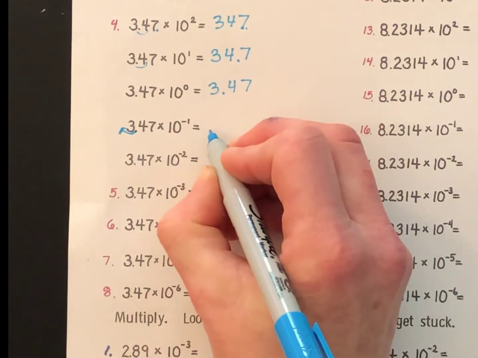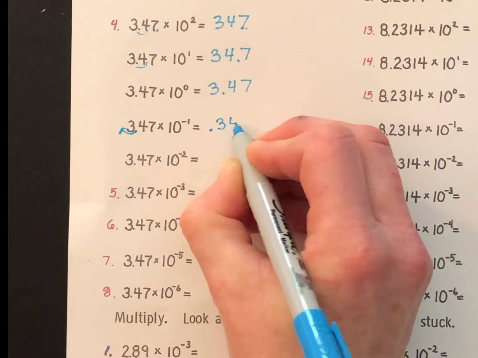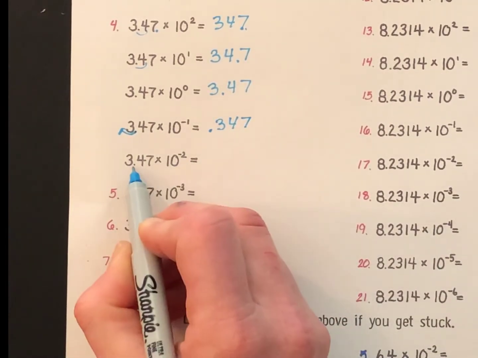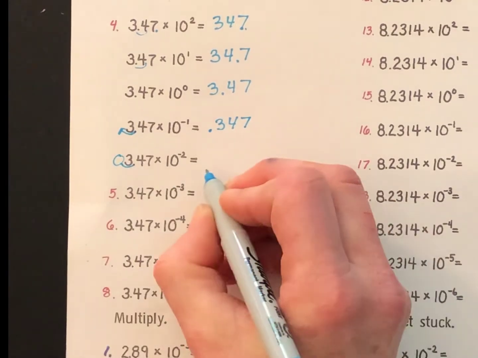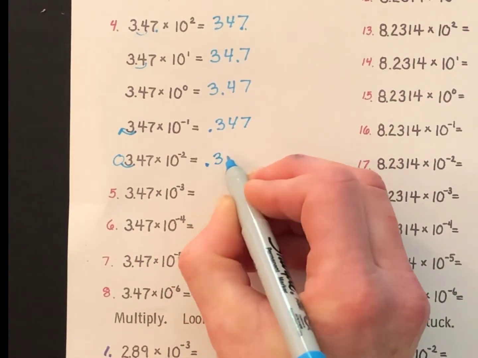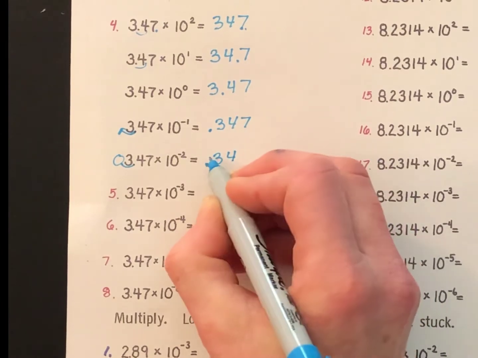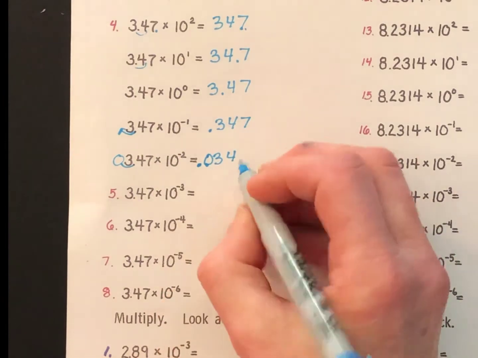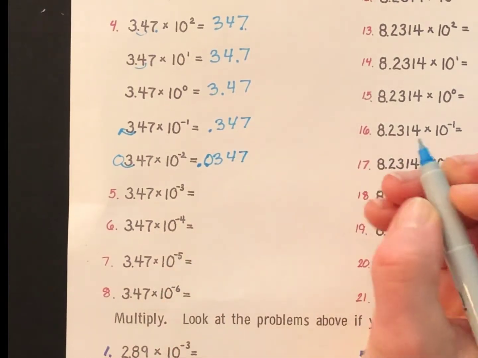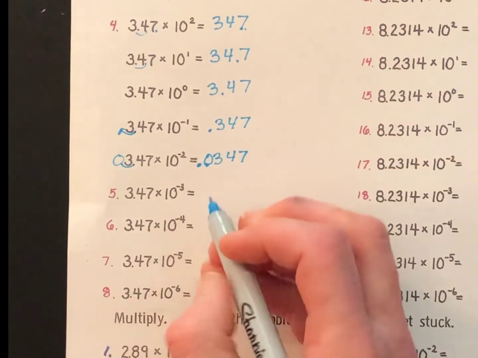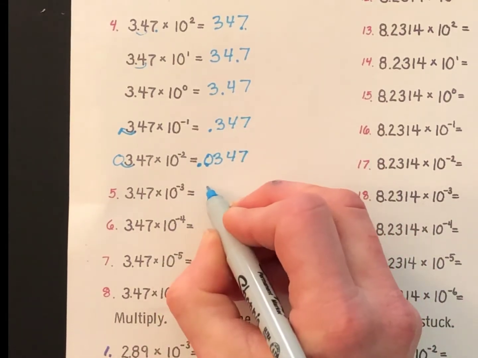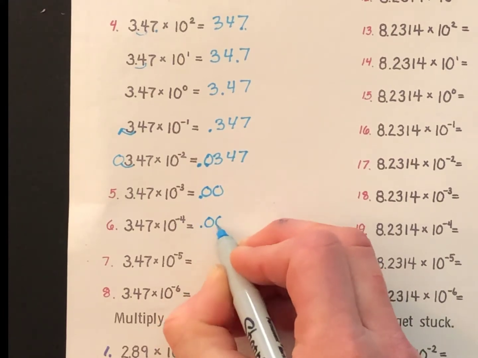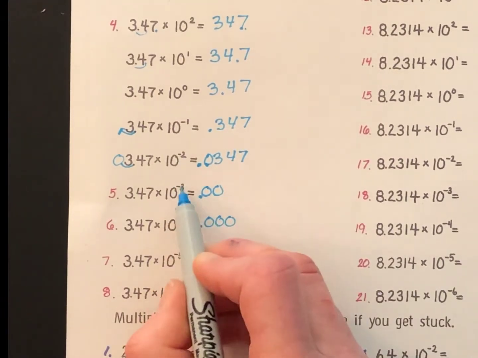So now I'll have 347 thousandths. Here I move it to the left 2 times. So now I'm going to have a 0. 347 ten-thousandths. So I'm going to keep going this way. So now I'm going to have 2 zeros before the 3, and then 3 zeros before the 3. Let me make sure I'm at negative 2, negative 3, negative 4, negative 5.